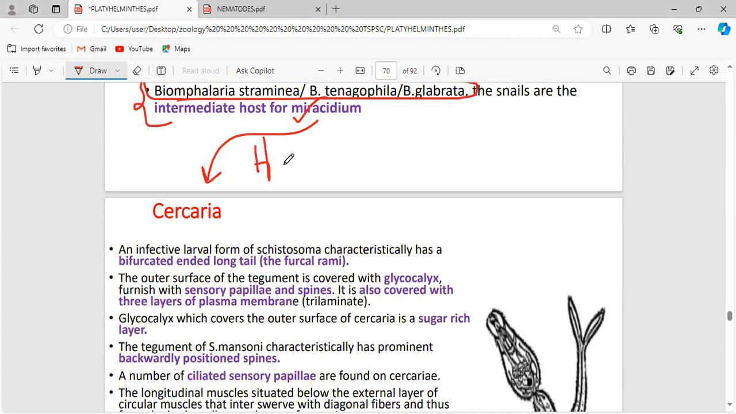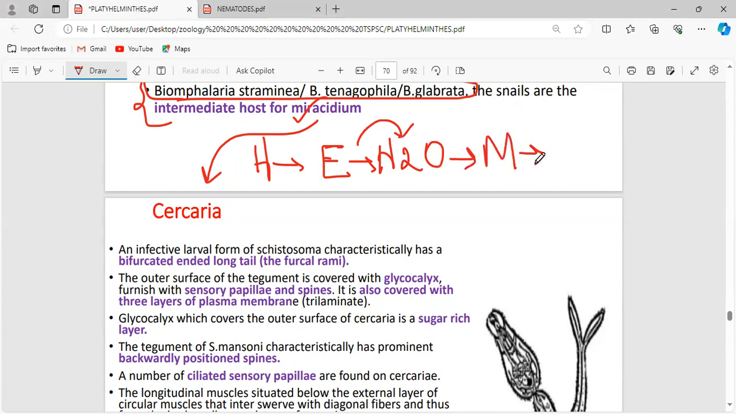This is the human fecal matter. Now in the human fecal matter, lots of eggs will be released. Now it has to reach the water. The eggs will hatch out. Now, in that water, the miracidium will be produced, and miracidium will reach the snails. And after that, this miracidium will be converted in structure into the cercaria. Clear?